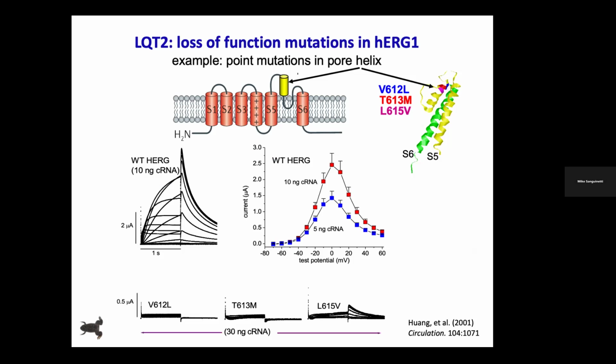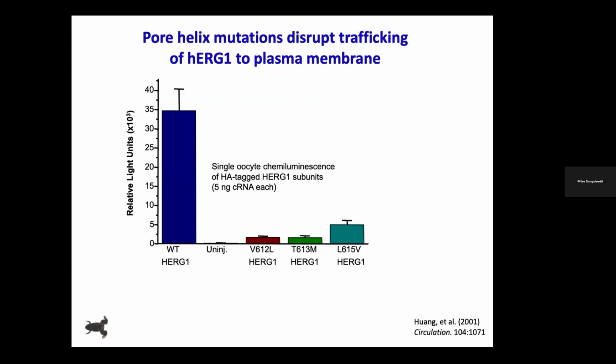If you look at the mutant subunits alone, you get 0 current for the 612 or 613 mutations. Again, this is with 30 nanograms, so 3 times the amount of RNA used to generate these currents. So it's a really huge loss of function. I mean, 615 gave little tiny currents, but they were still there. But in patients, there are no homozygous mutations like this. They're all heterozygous. I'll show you in a moment.